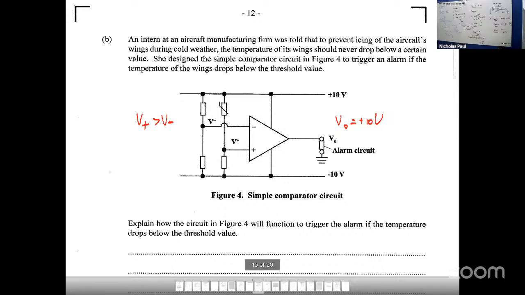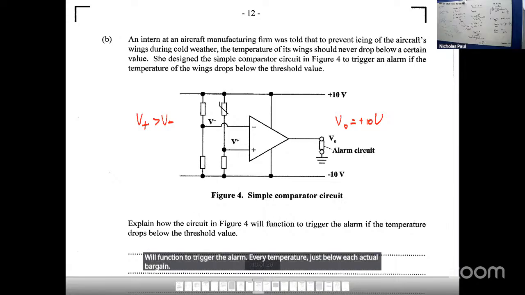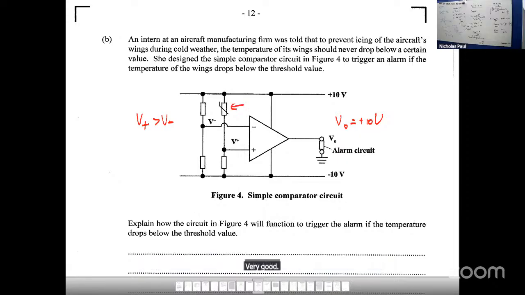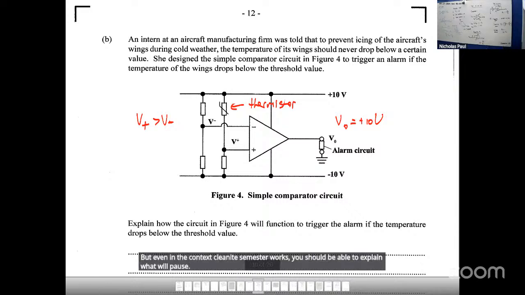Explain how the circuit in figure 4 will function to trigger the alarm if the temperature drops below the threshold value. There's a thermistor here. But even if you can't explain how the thermistor works, you should be able to explain what will cause the alarm to go off. Try something, I'll give you 5 minutes.